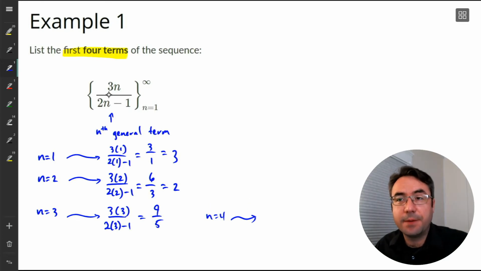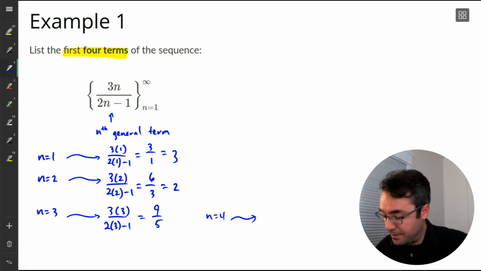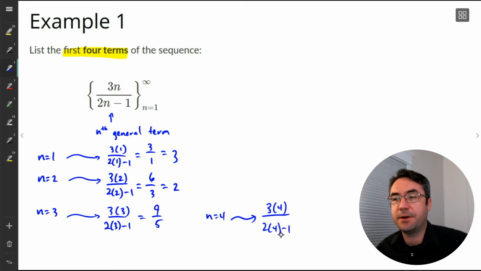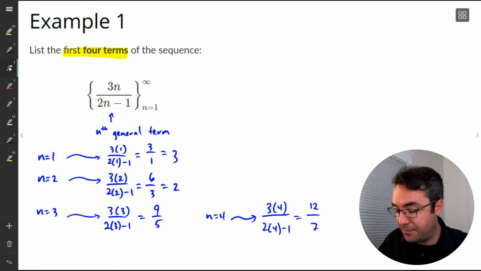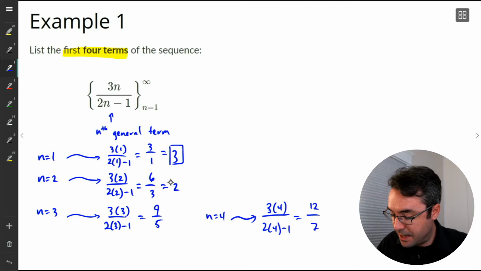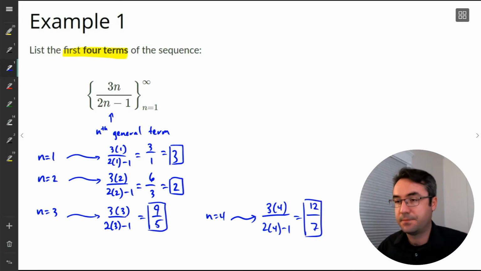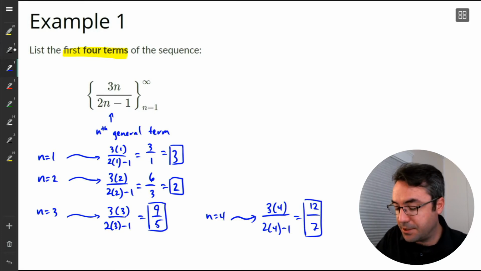So again, we go up to our formula here. Wherever we see an n, plug in 4. So we get 3 times 4 on the top over 2 times 4 minus 1 in the denominator. And simplifying, we get 12 over 8 minus 1, which is 7. All right, so there we go. We have the individual terms of our sequence here. So let's just write out the first 4 terms of our sequence.